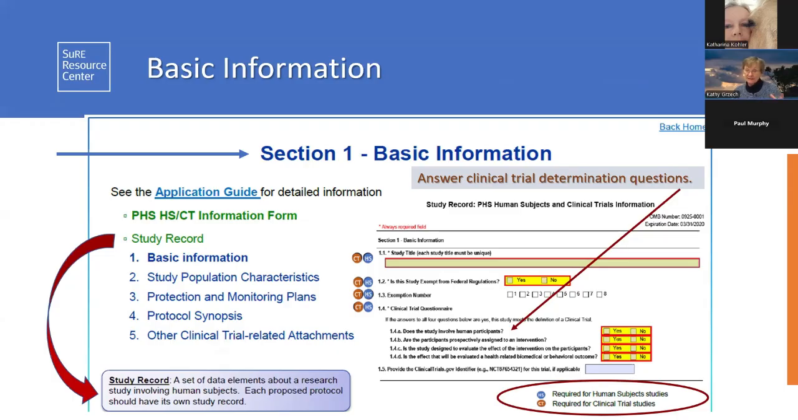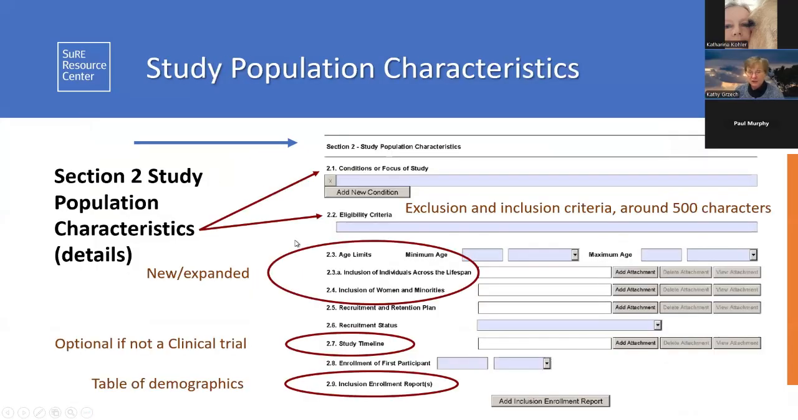Now, again, this is your study record. So this is a set of data elements about a research study involving human subjects. So each proposed protocol has its own study record. And again, you'll see you put in the study title, you indicate if it's exempt. Remember, it's already been pre-populated as human subjects. And then you come in here and you answer those 4 questions that we've just covered in the previous 2 slides to show that there is at least one no, and this is a human subject study, not a clinical trial. That takes you to section 2, which is the study population characteristics.